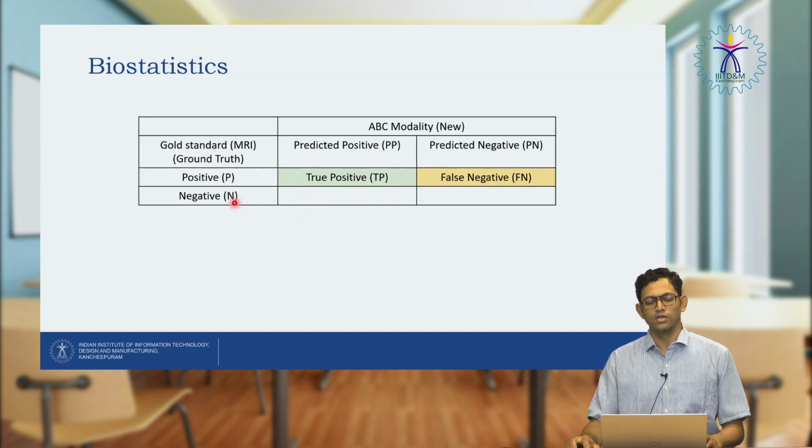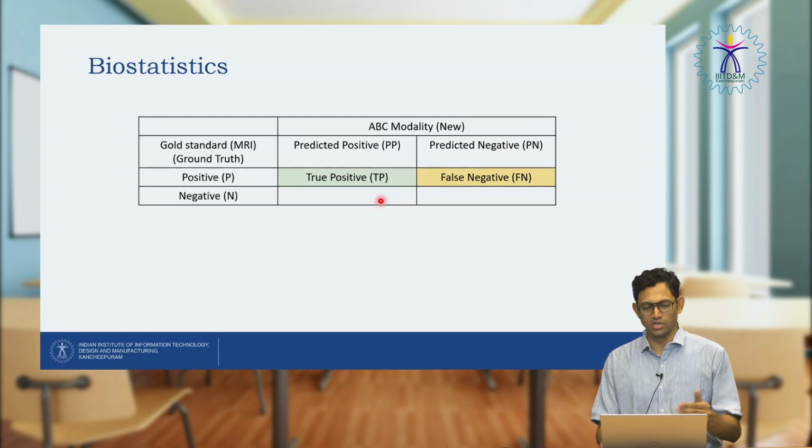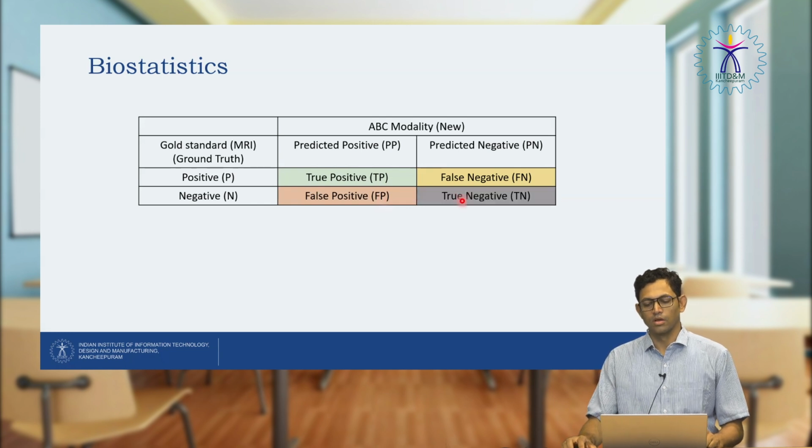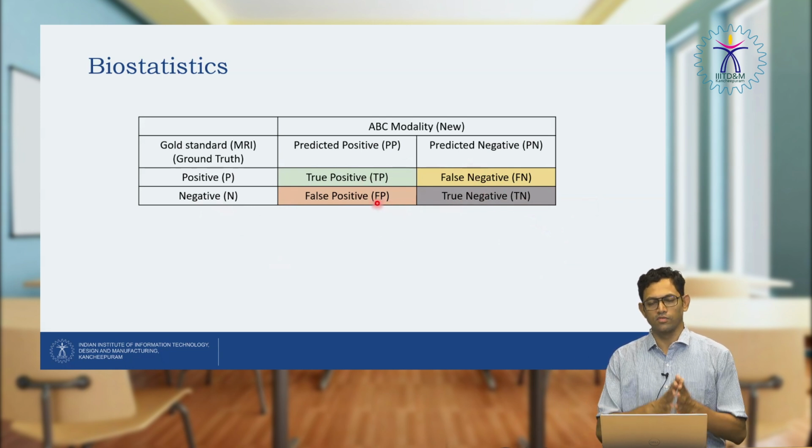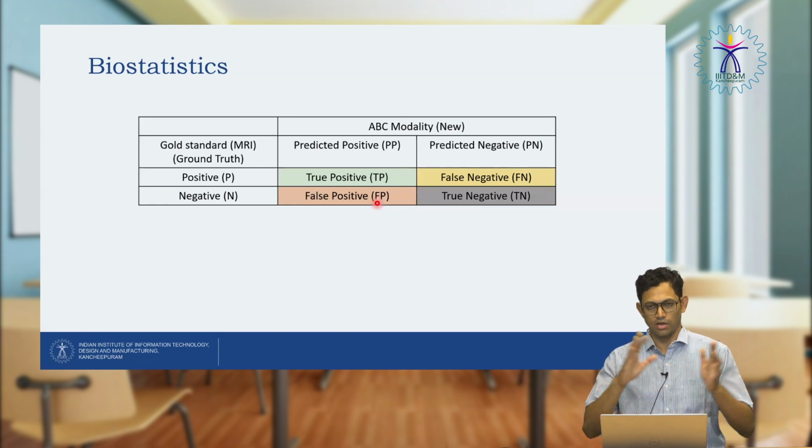Similarly, when the person is found to be negative by the gold standard, that is the MRI modality, but found to be positive by your modality, that is falsely positive, right? So that's why it is known as false positive. Similarly, if the person is found to be negative by the MRI and by your own new imaging modality, both are negative, then it is known as true negative, right? So these are the four, and any of the results would be from these four sections.